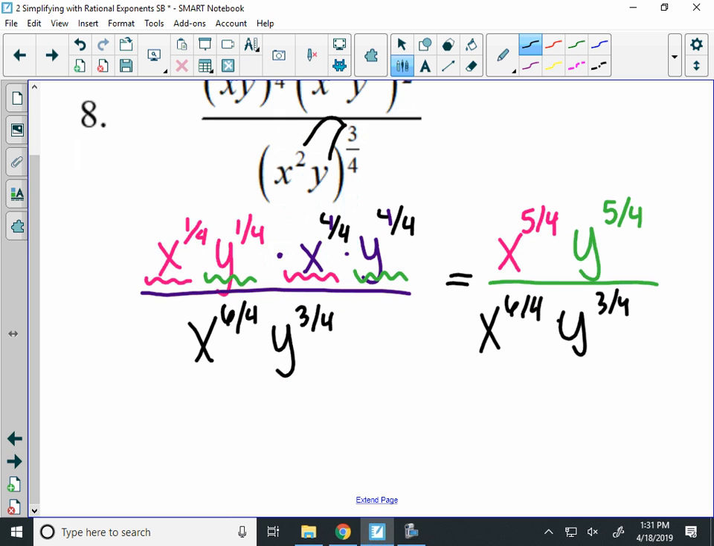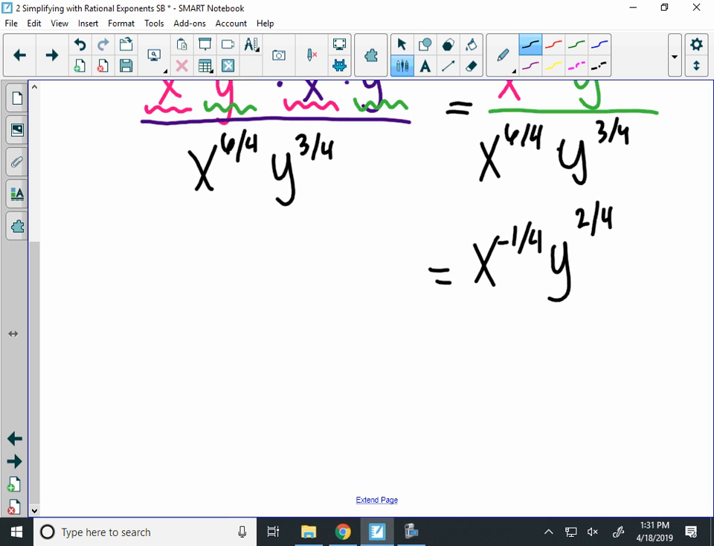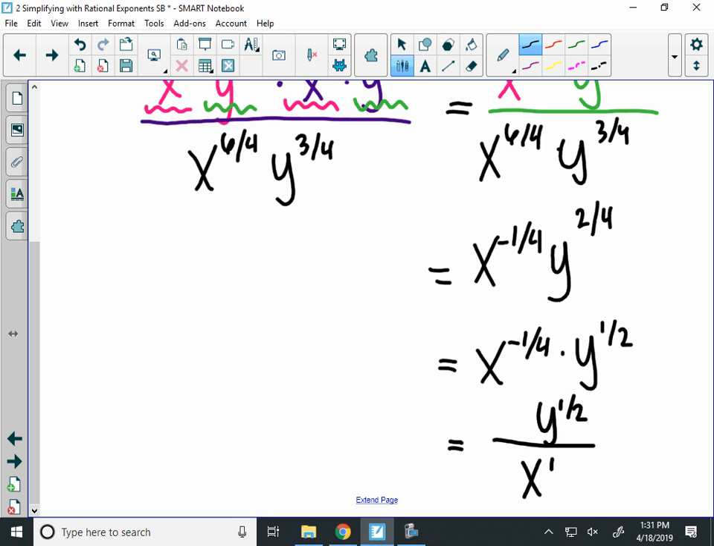Okay, so what do I do with the x's here? Subtract them. What's 5/4 minus 6/4? Negative 1/4. And for y, 5/4 minus 3/4? 2/4. Yeah. Well, what's 2/4? 1/2. X to the negative 1/4, y to the half. Who has to move? Who's unhappy? The x's. So you have y to the half over x to the 1/4. That is your answer.